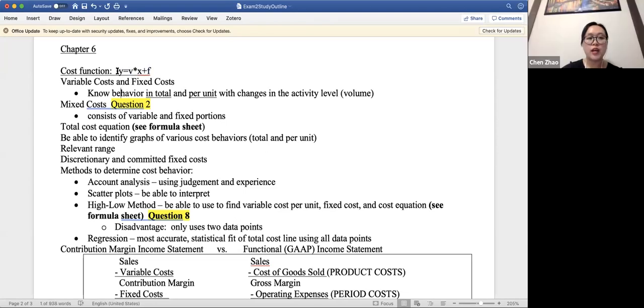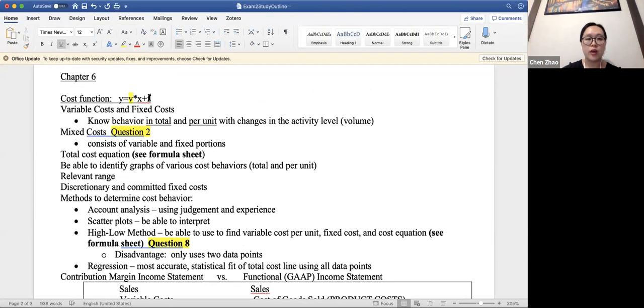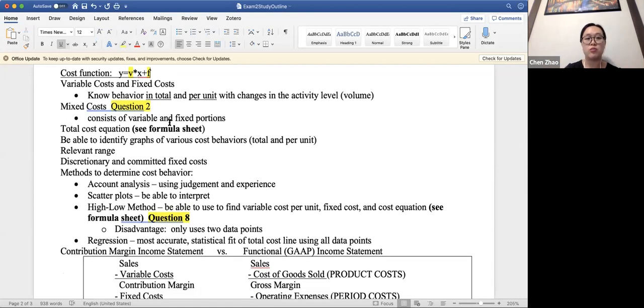So this is our cost function, and it's a function. It's very similar to what you learned in middle school, Y equals A times X plus B. The most important thing is to figure out what V is and what F is, okay? These two coefficients are basically what we are doing in chapter 6. Chapter 6 introduces what variable cost is and what fixed cost is.